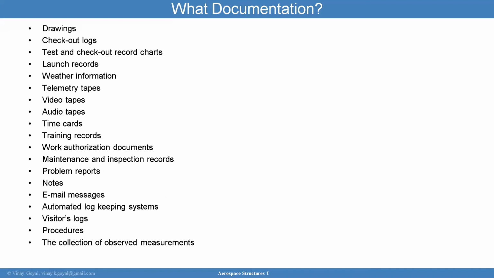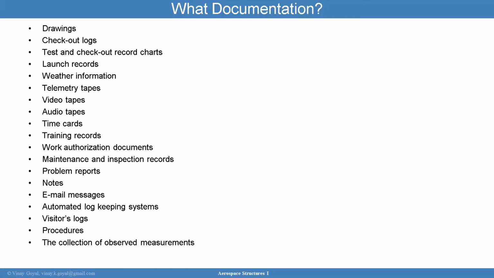And so what documentation are we looking at? We're looking at a lot of stuff in a field investigation. We're looking at drawings, checkout logs, test and checkout record charts, launch records, weather information, telemetry, video, audio, time cards even. You'll be surprised. Training records. We found situations where a manufacturing or quality person, a technician working on the floor, was not trained properly.